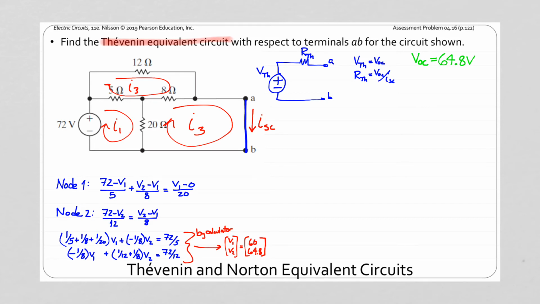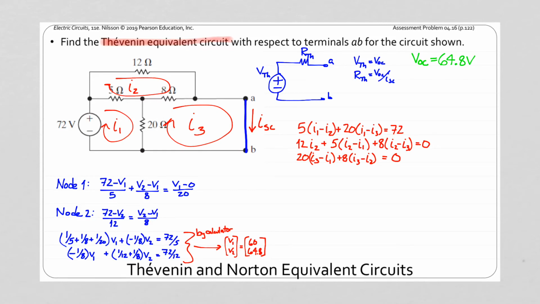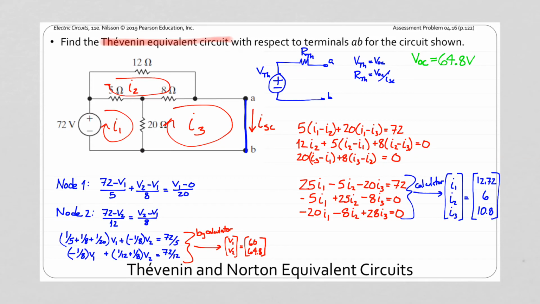So we'll start by writing mesh equations for our three different meshes we have in the circuit. Next, we rewrite these equations and organize them so that we can plug them into the calculator. We can use a calculator to solve for the mesh currents I1, I2, and I3 as well. We noticed at the beginning that the short circuit current is the same as I3, and we found I3 to be 10.8 amps. Thus, the short circuit current must also be 10.8.